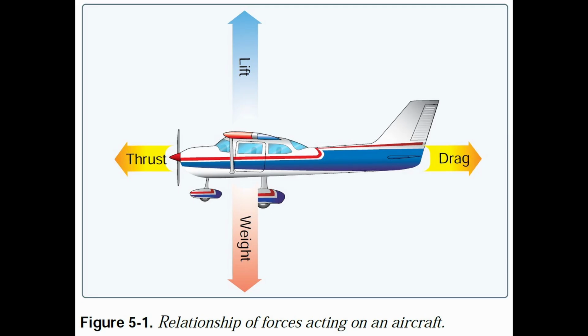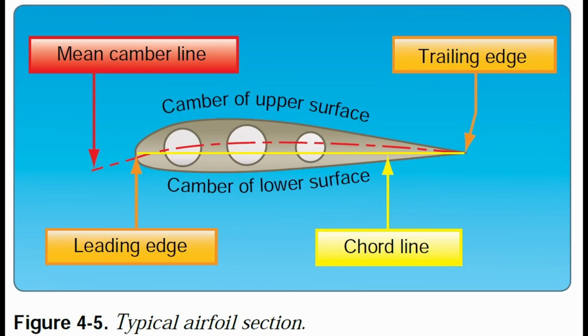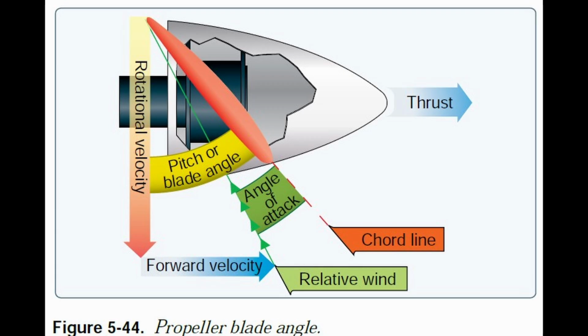So let's first talk about thrust. Thrust is generated from our propeller. The propeller is an airfoil, just like our wings. Therefore, it's going to have all the same elements like a chord line, camber, angle of attack, etc. When we spin the propeller, we are producing lift, but in a forward direction. In other words, thrust is just forward lift.